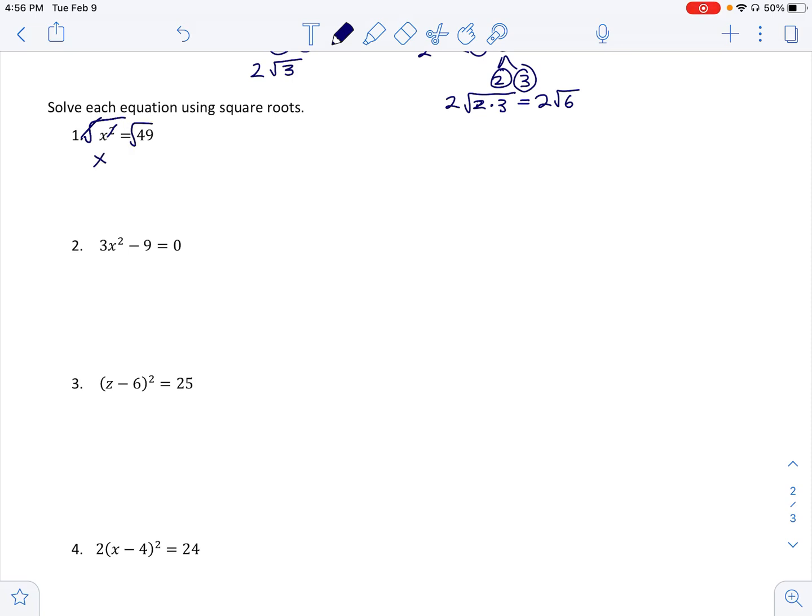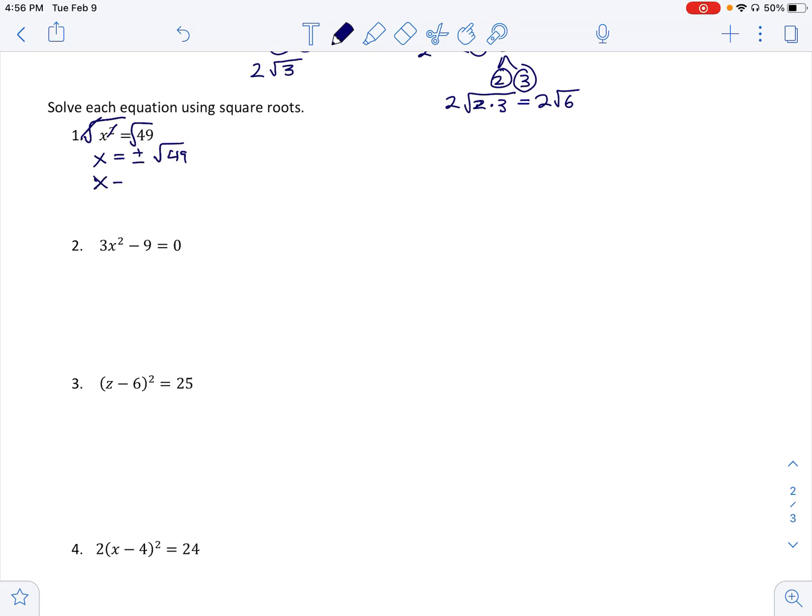And remember, in algebra, what you do on one side, you have to do on the other. So we have x is equal to plus or minus the square root of 49. It has to be the positive or negative of that square root.